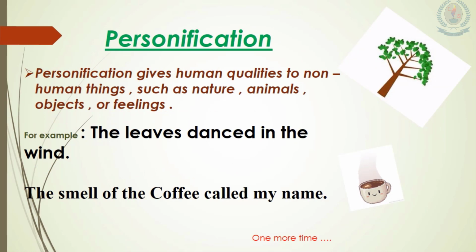Personification. Personification gives human qualities to non-human things, such as nature, animals, objects, or feelings. For an example, the leaves danced in the wind. Yes, that is a nature fact. But when we read this sentence, we feel like the leaves are alive. So that is personification. The smell of the coffee called my name. The coffee is personified.